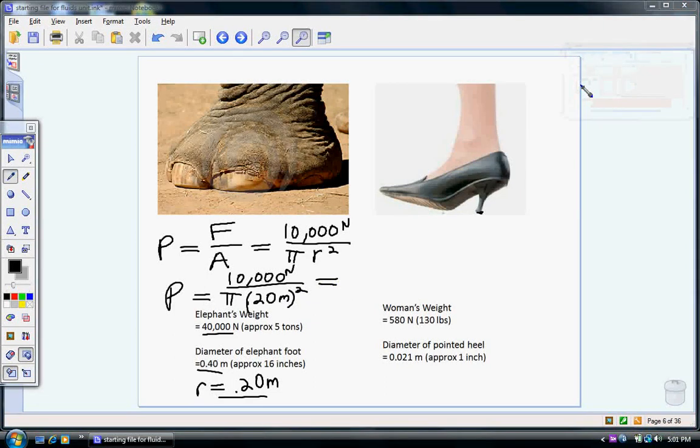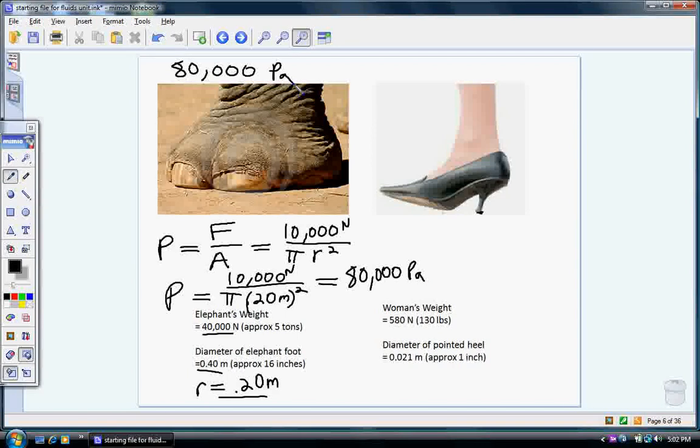Well, to 2 sig figs, that would be 80,000 pascals. All right, so let me write that over here. 80,000 pascals. And making some space.